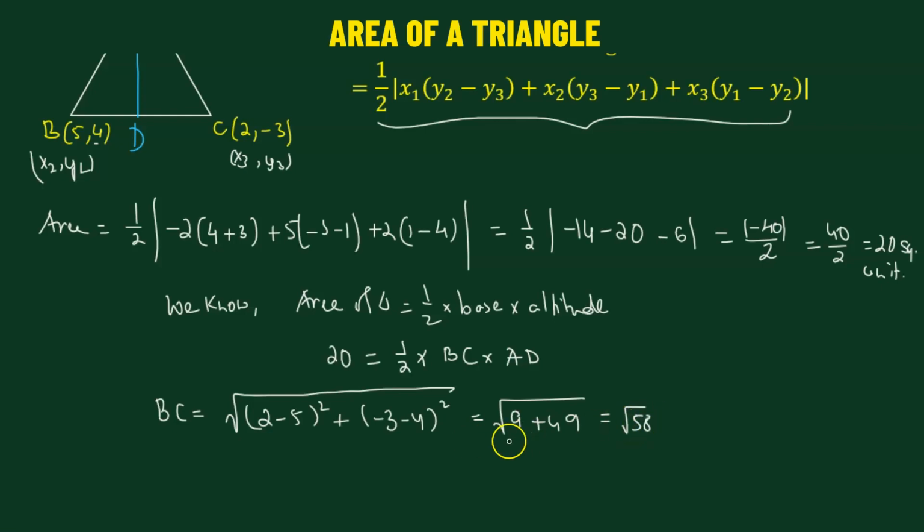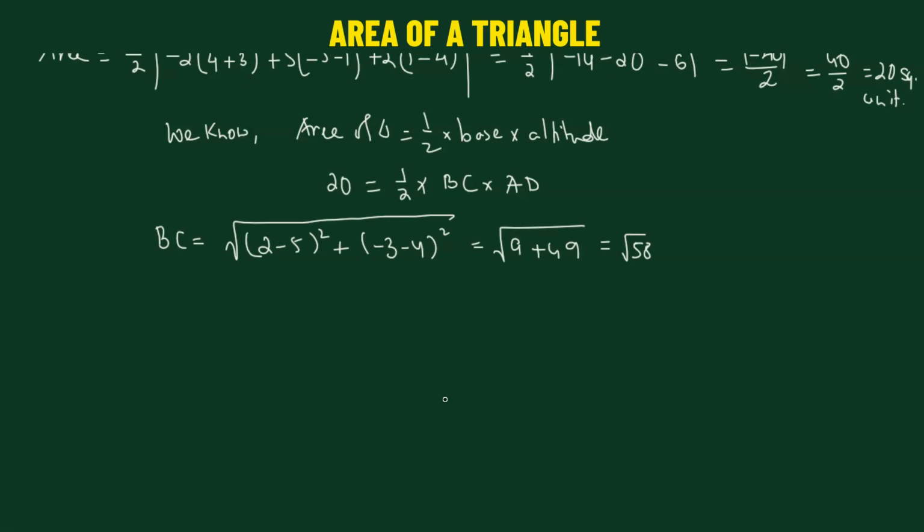So now that we have the length of the base as the square root of 58, we'll substitute it here. We get 20 equals half times the square root of 58 multiplied by AD. AD is the altitude whose value we need to find. So AD is going to be 2 times 20, that's 40. So we have 40 divided by the square root of 58. That's going to be the length of the altitude.